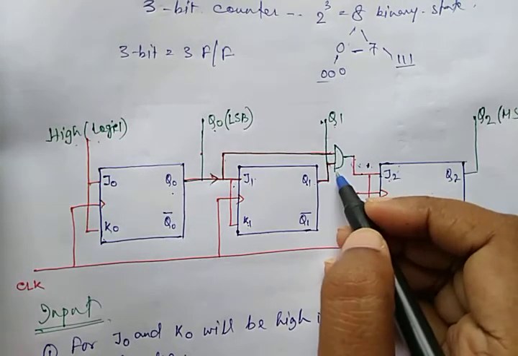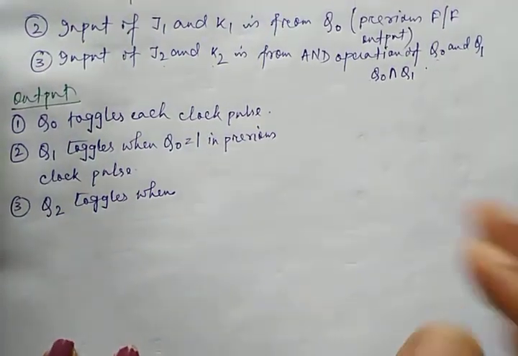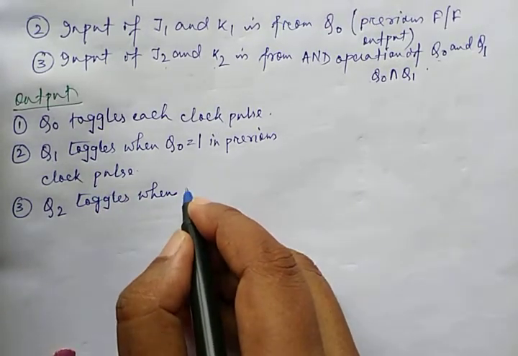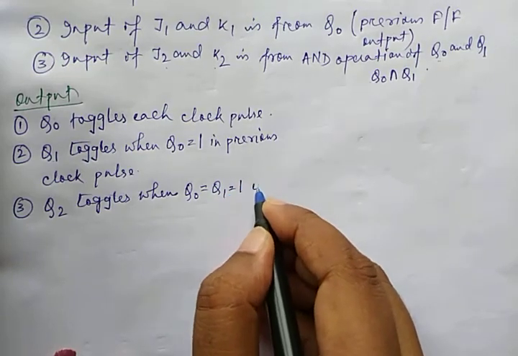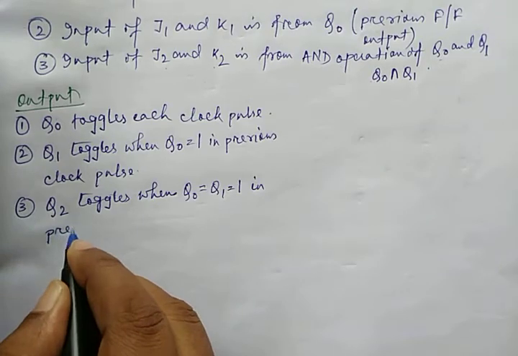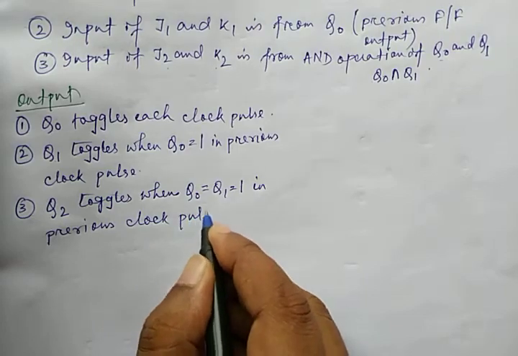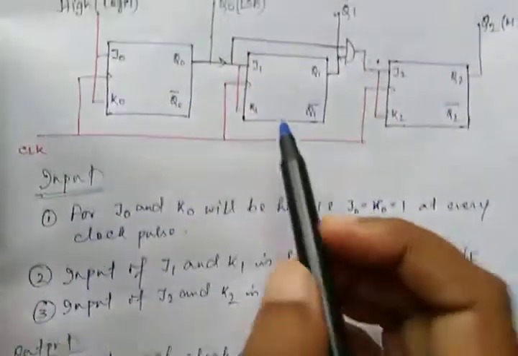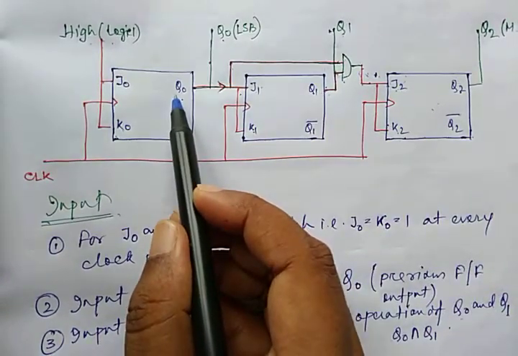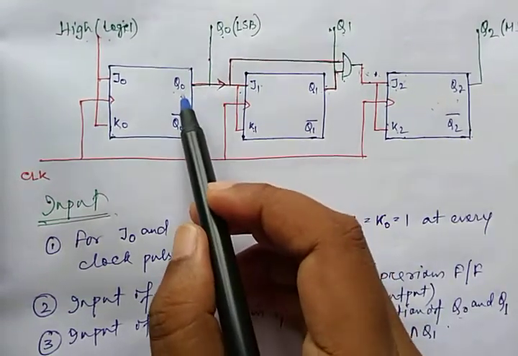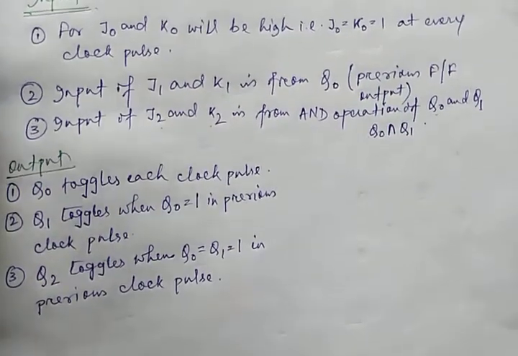We know that for AND gate operation, if both its inputs are 1, then only the output is 1. So we can say that Q2 toggles when Q0 equals Q1 equals 1 in the previous clock pulse. So all the time we get its next output value. In order to get the next output value, we have to check the previous value of Q0. In order to get Q2, we have to check the previous values of the AND operation of Q0 and Q1. Okay, this is our main condition.